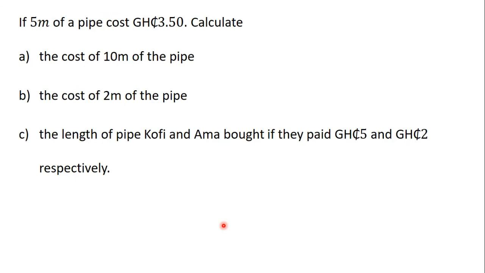The last part of our question says that we should find the length of pipe Kofi and Ama bought if they paid 5 Ghana cedis and 2 Ghana cedis respectively. We are going to solve that in the next video. So see you in the next video and let's continue solving the question.